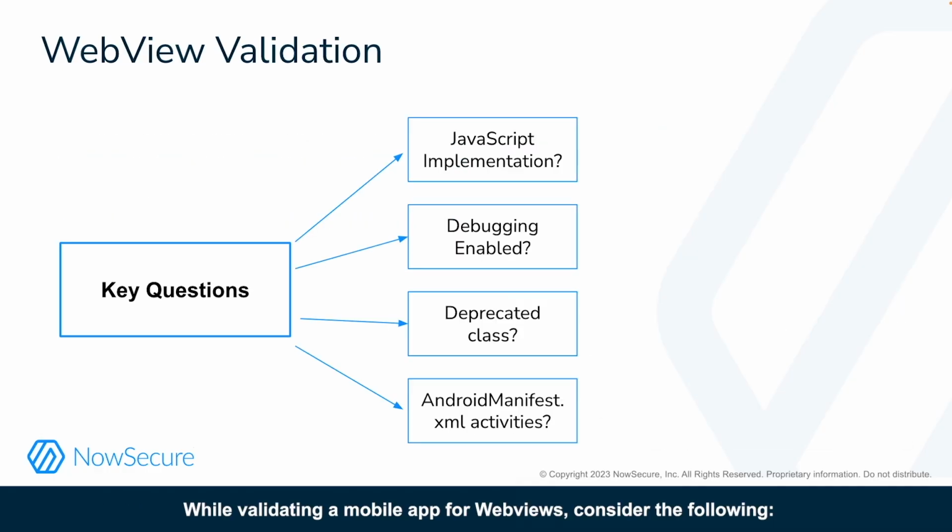While validating a mobile app for WebViews, consider the following. How is JavaScript implemented in a WebView within the app? Has setWebContentsDebuggingEnabled been set to true? Is the app using a deprecated WebView class? Are any of the activities in the Android manifest set to exported equals true that involve WebViews? Why is validating these items so important? Let's review potential attack vectors if these items are left unchecked.